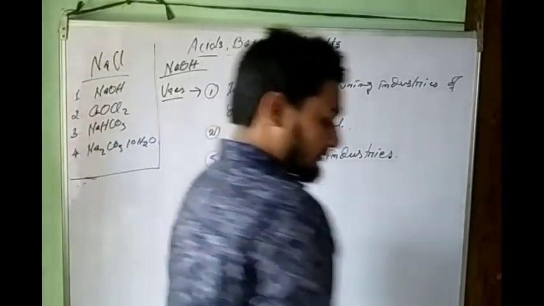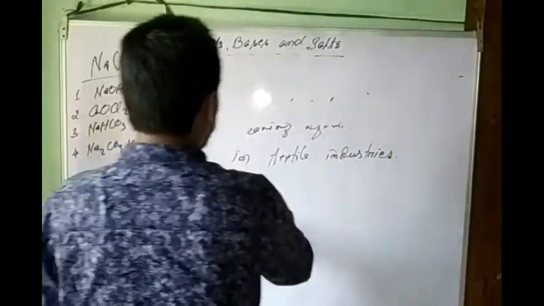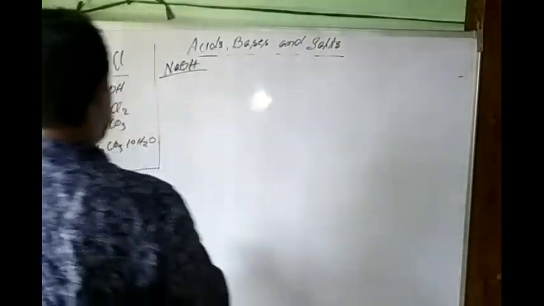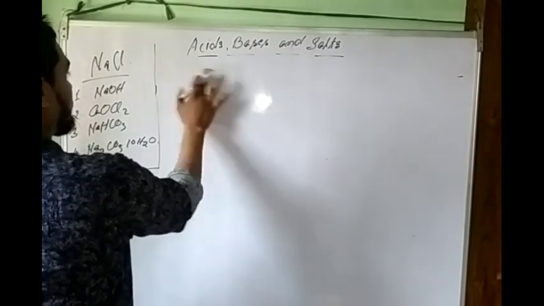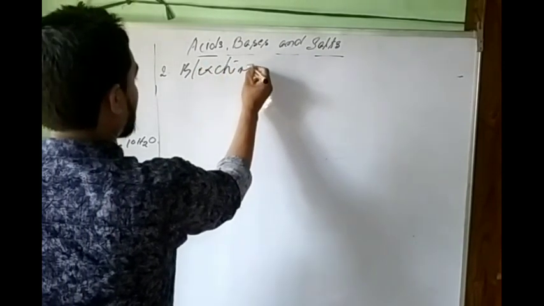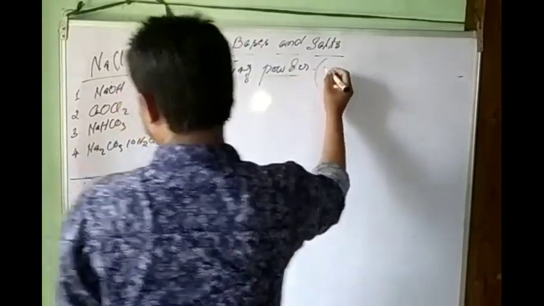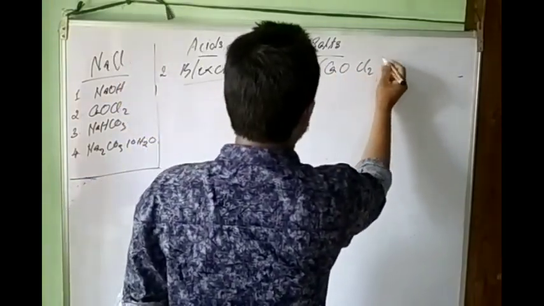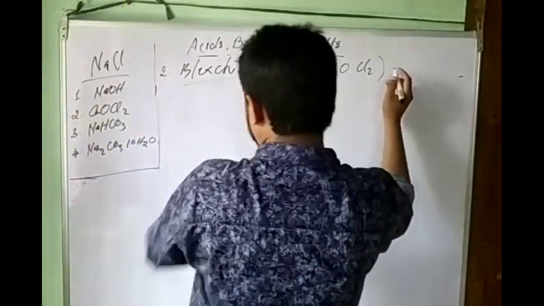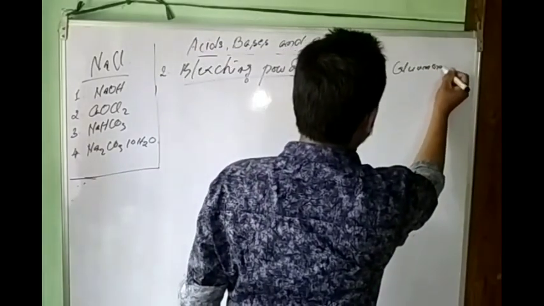Now let's see how we can prepare the second one, that is bleaching powder. Bleaching powder formula is CaOCl2. Bleaching powder is the commercial name, and the chemical name of this is calcium oxychloride.